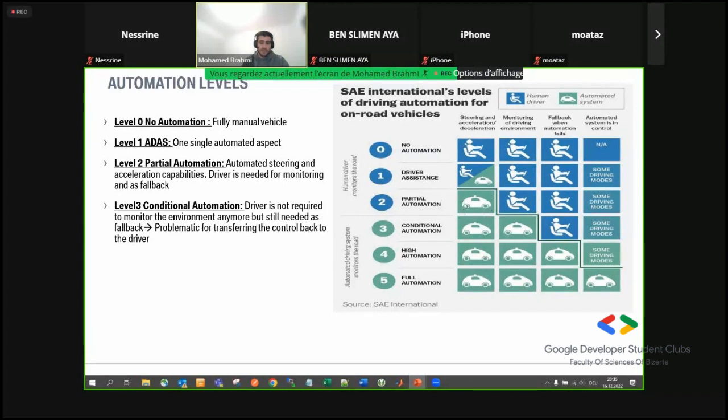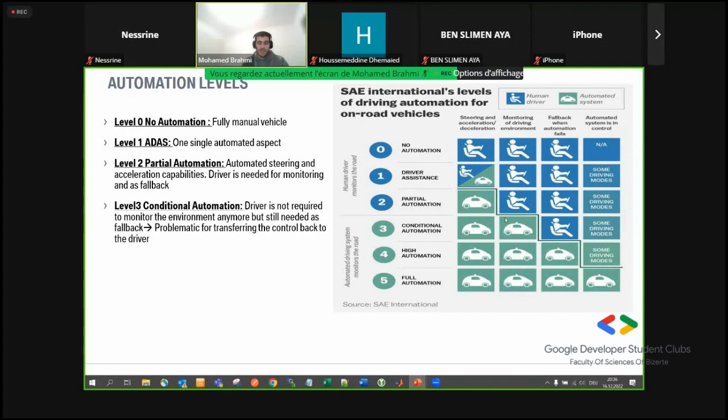Now we move to the next level of automation. This is where I have said before, where we start to combine those functions, the lateral control and the longitudinal control. In that case, the car is able to do the whole task, steering and acceleration, but the driver is still monitoring the environment. He has to know exactly what is going on, and he has to be able to take over the control at any time. This is L2, called partial automation because it's only partially automated. L3 is called conditional automation.